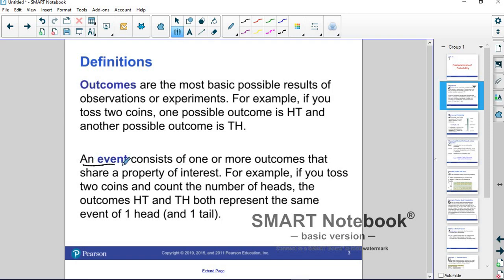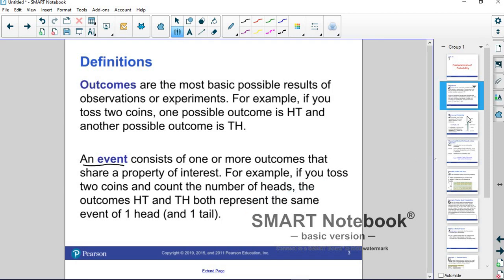And an event is one or more outcomes that you're interested in. So if you're interested in finding when you get all tails, then that's an event. The two coins tossed is one event. The two tails in a row is one event, for example.